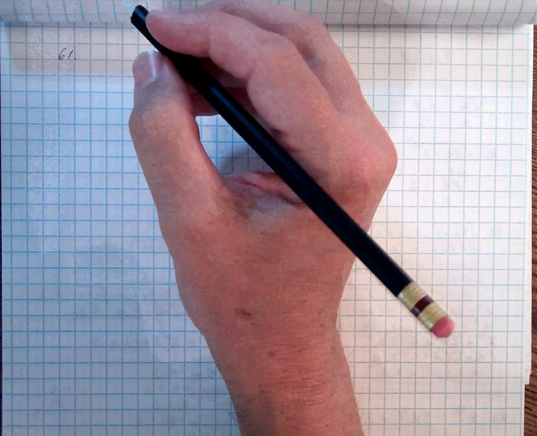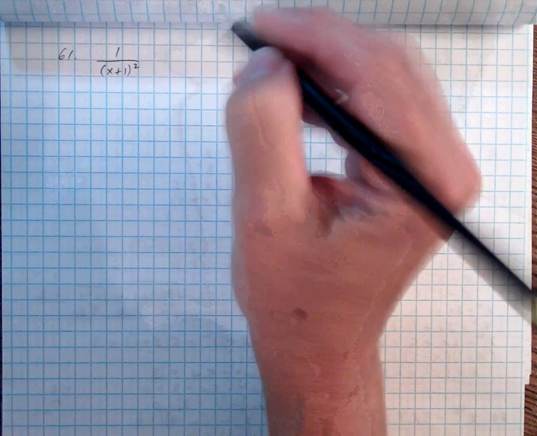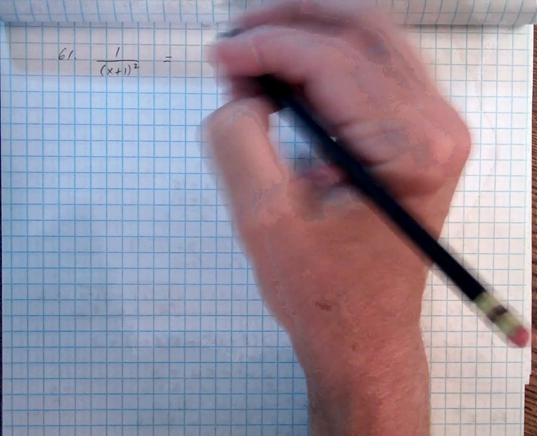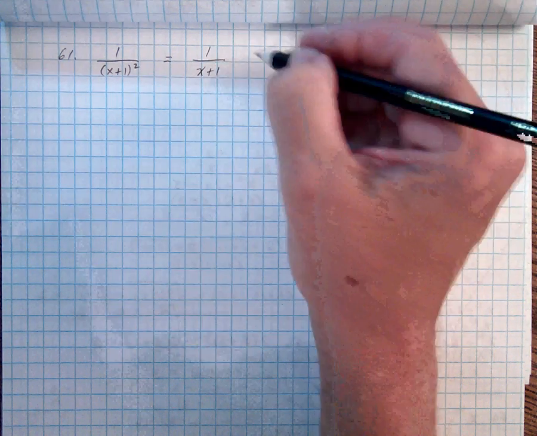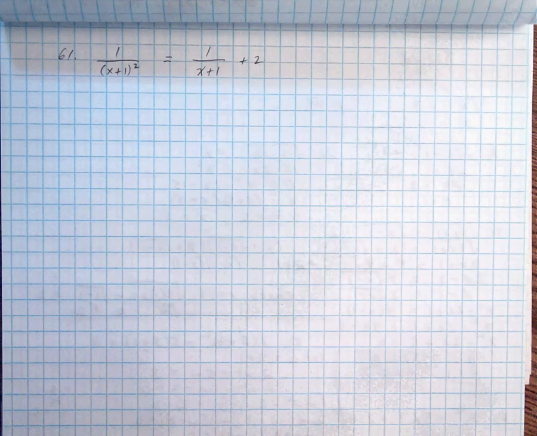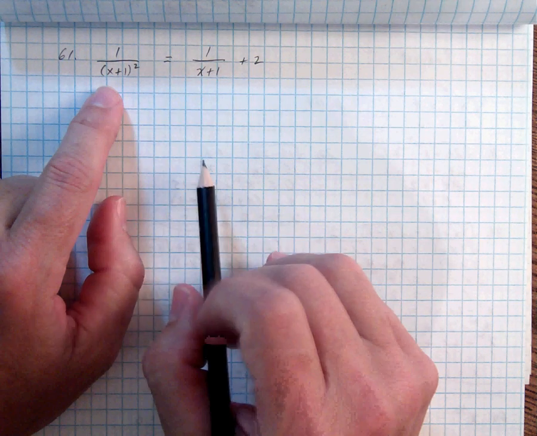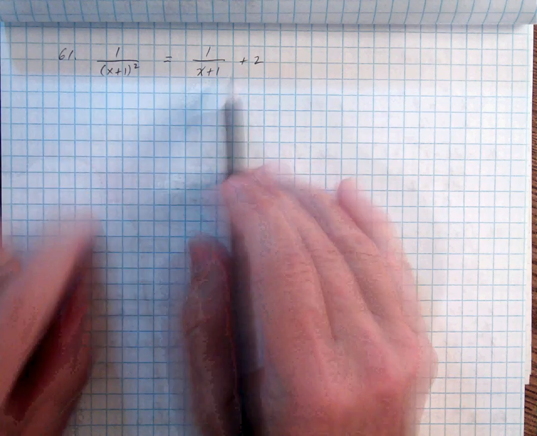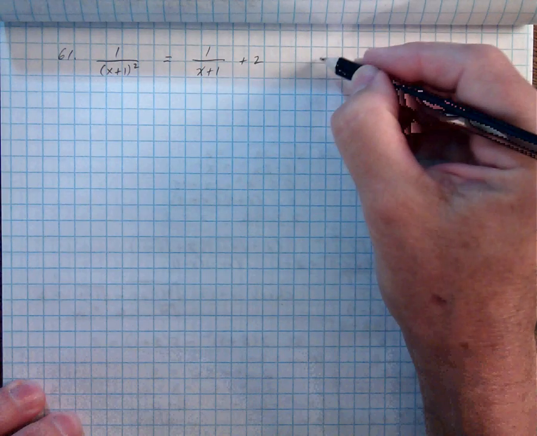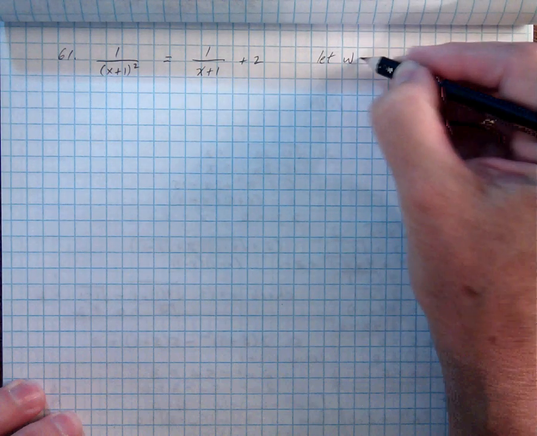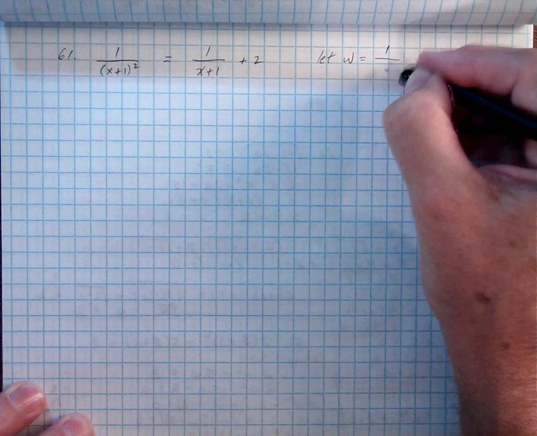61 is 1 over (x plus 1) squared equals 1 over (x plus 1) plus 2. Alright, so since these are the same but squared, this can be written in quadratic form, I think, right? So I'm going to do the substitution first. I'm going to let w, and you can use whatever letter you like, equal 1 over x plus 1.